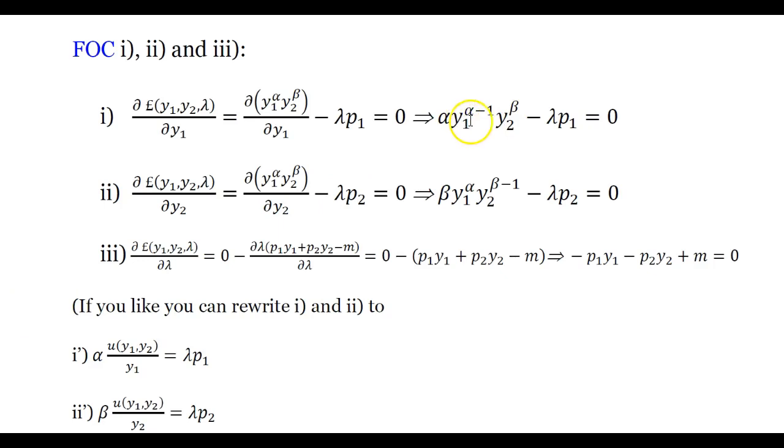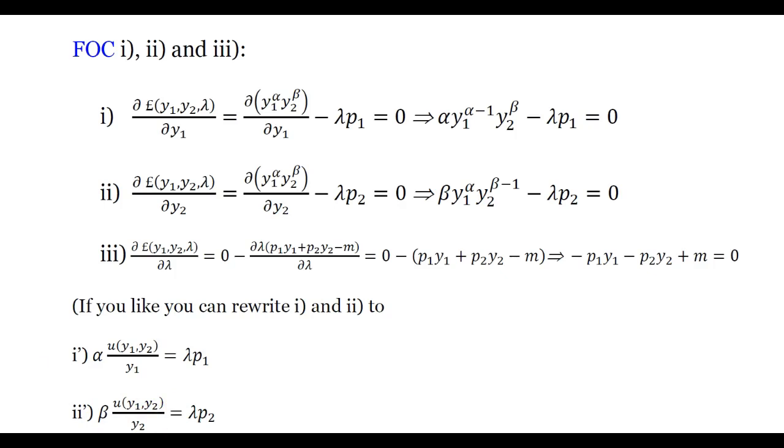You see here that you have a lot of letters to look at. So you have alpha times y1 raised to alpha minus 1, and y1 raised to minus 1, that is equal to something divided by y1. And if you take away this minus 1, you have the original utility function. So you can multiply alpha times the original utility function divided by y1, and set that equal to lambda p1. And then you do the same thing with the second function here. So you have beta times the original utility function divided by y2 equal to lambda p2.